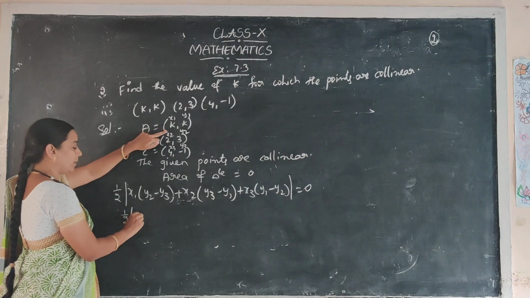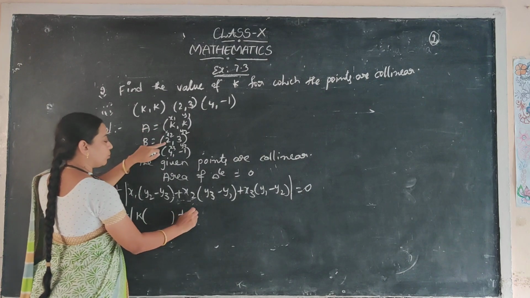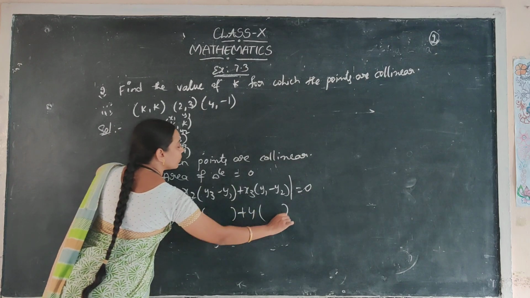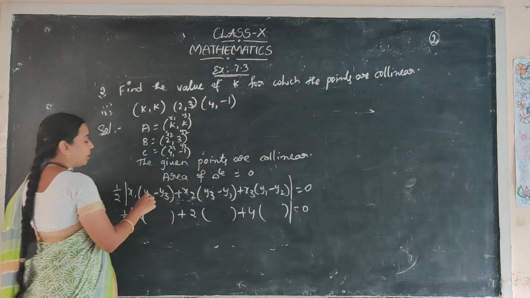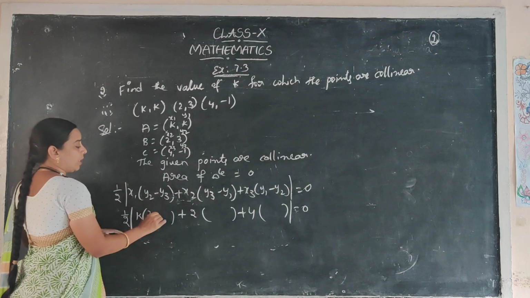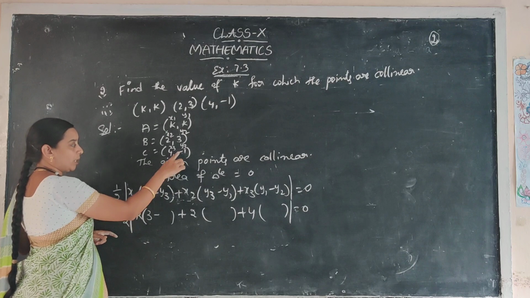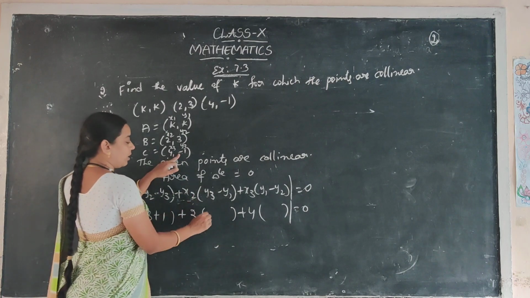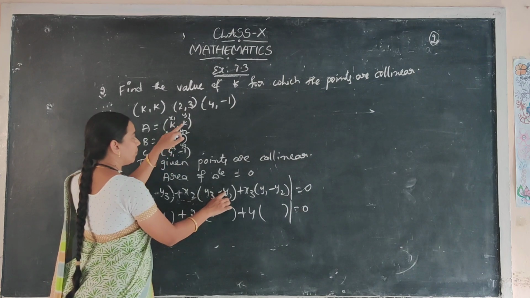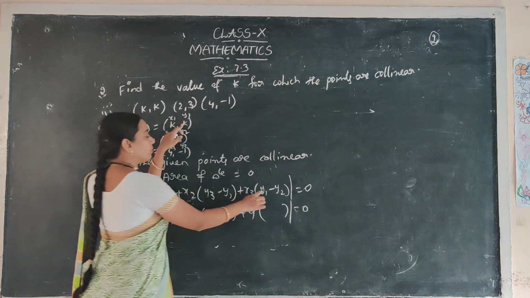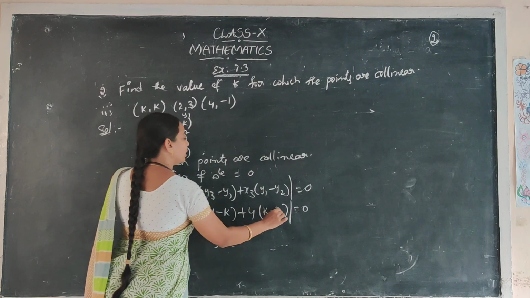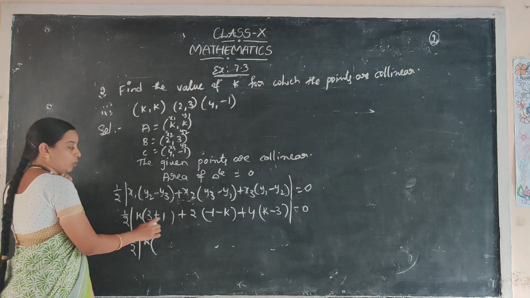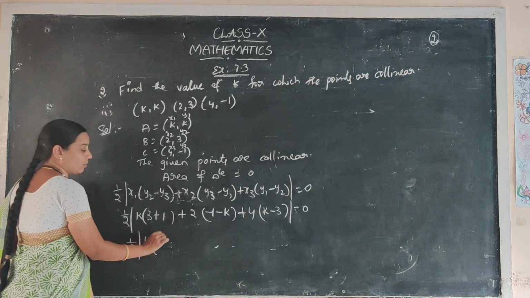x1 value is k, x2 value is 2 and x3 value is 4. Now substitute y values. Y2 value is 3 minus y3 value minus 1. Here minus and the formula has minus, minus into minus is plus 1. Next y3 value is minus 1, here minus. Y1 value is k. Next y1 value k, y2 value 3. So half of k into, both are numerals, add these two numbers, 3 plus 1, 4.